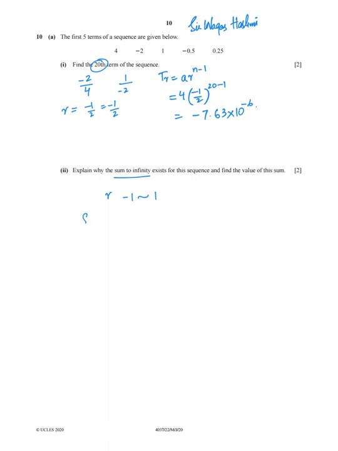Now the working formula for the sum to infinity is a divided by 1 minus r. The value of a we have is 4, divided by 1 minus r, which is minus 1 upon 2. So it will be 4 divided by 1 plus 1 upon 2, and 1 plus 1 upon 2 is 3 upon 2. If you solve it, that will be 8 divided by 3. That is your answer.